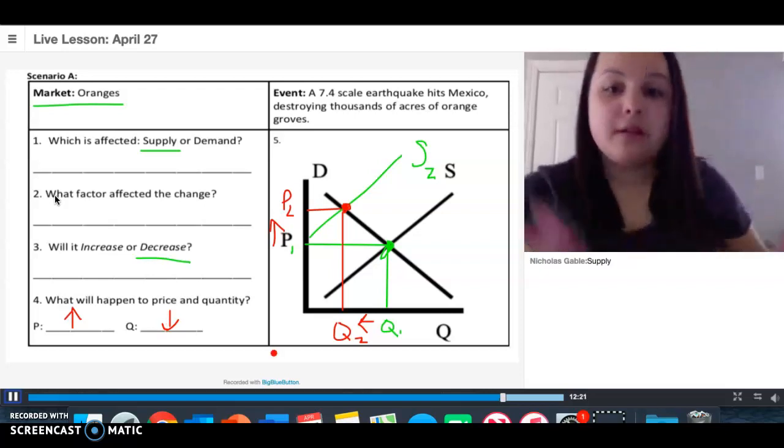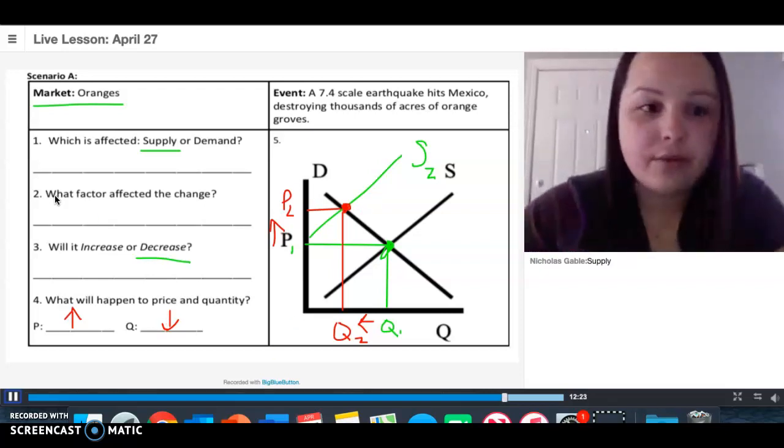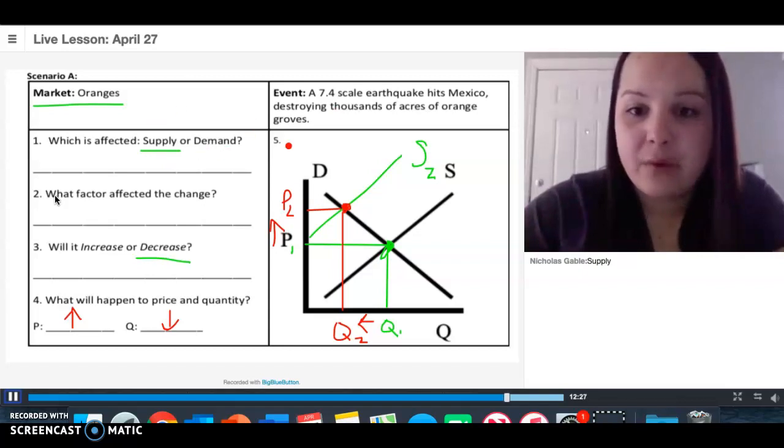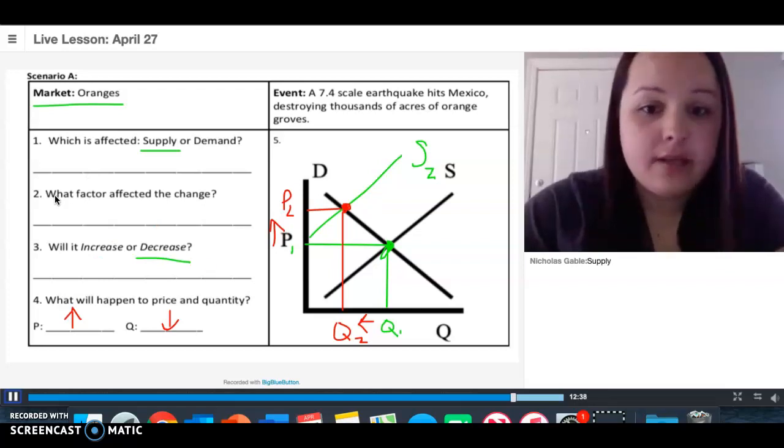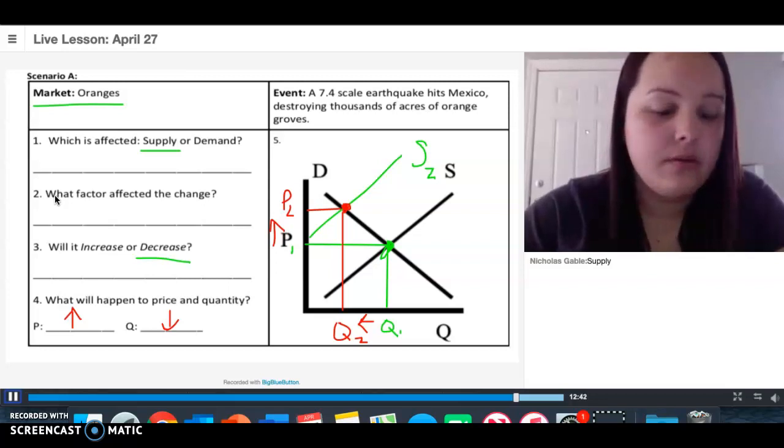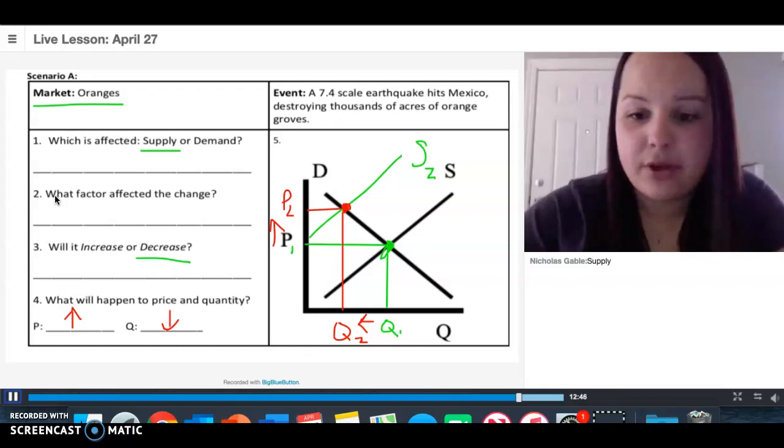Okay, so the biggest part here when you're doing the rest of the scenarios is to make sure you're correctly identifying whether the change, the event that's happening, is going to affect the supply or the demand of that market, and what factor is affecting that change as well. Okay, does anyone have questions on this right now? Okay, hopefully it's pretty simple and straightforward.